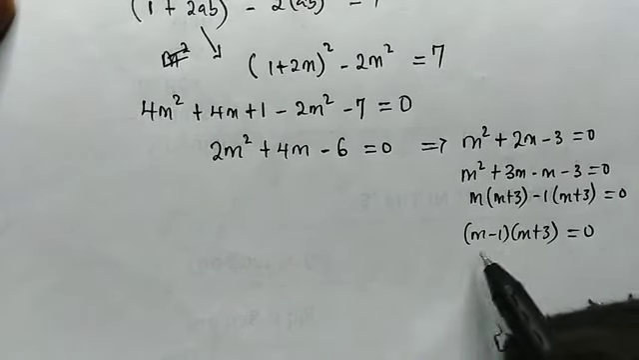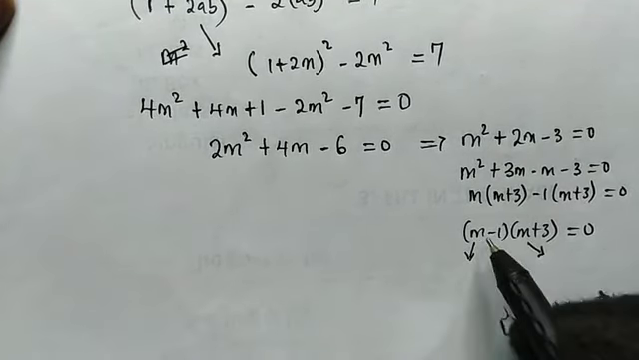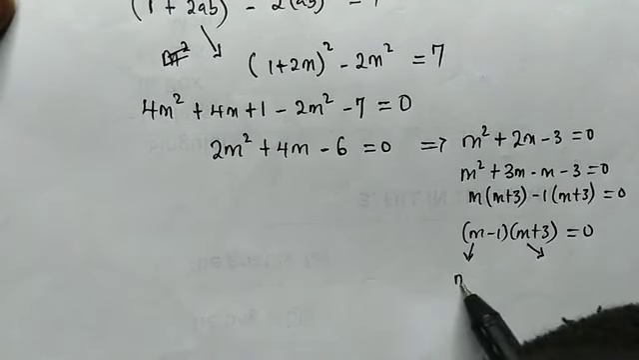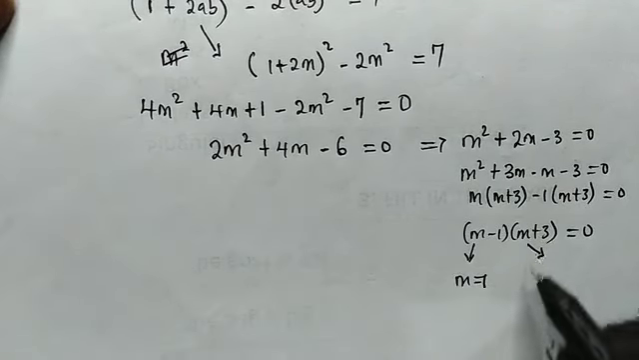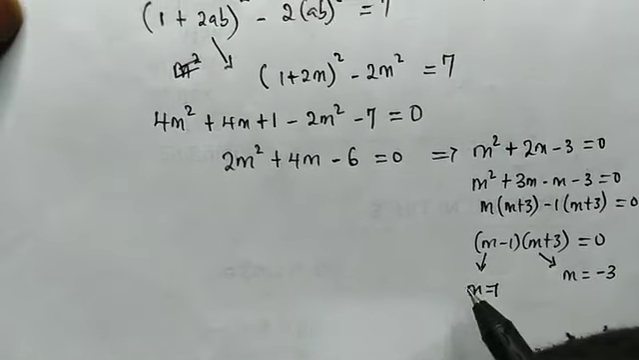If this product is equal to 0, either this is equal to 0 or this is equal to 0. So if m minus 1 is equal to 0, then m is equal to 1. If m plus 3 is equal to 0, then m is equal to negative 3.